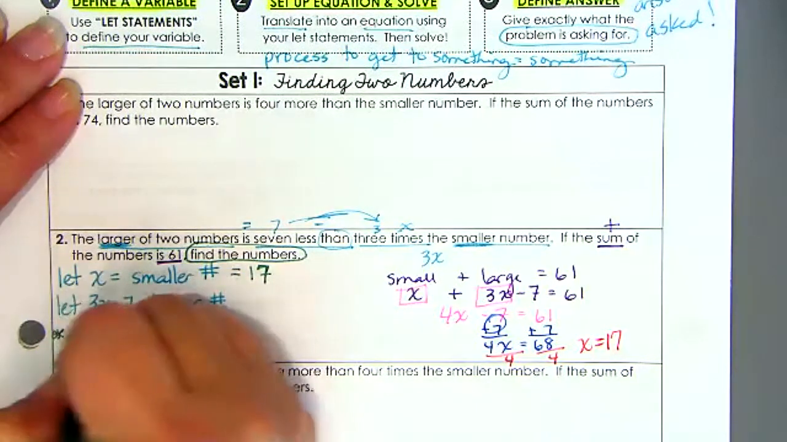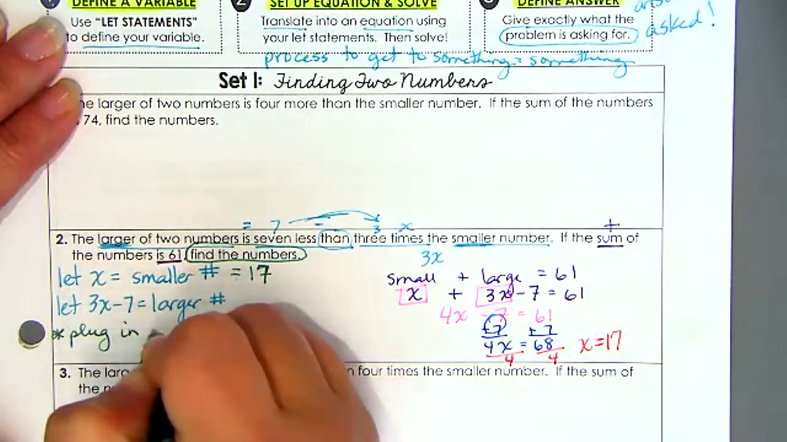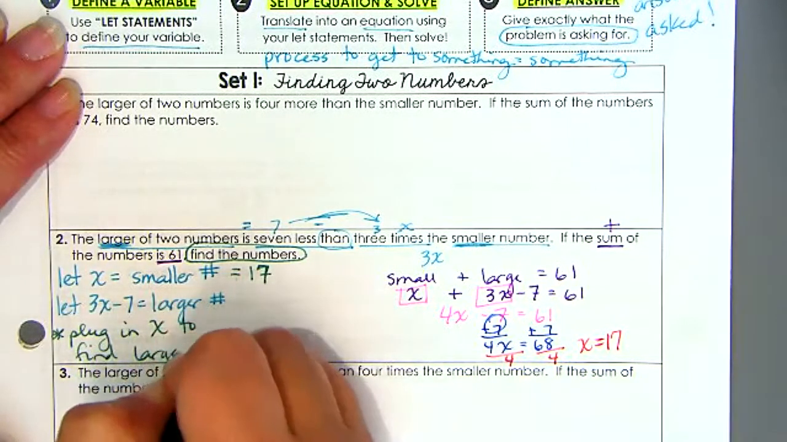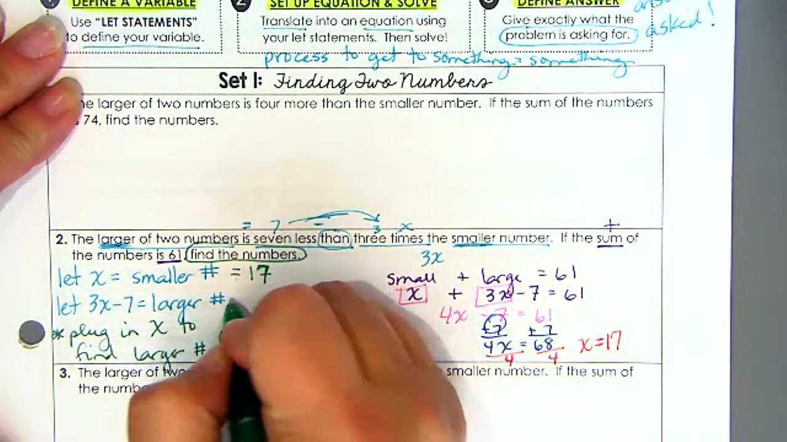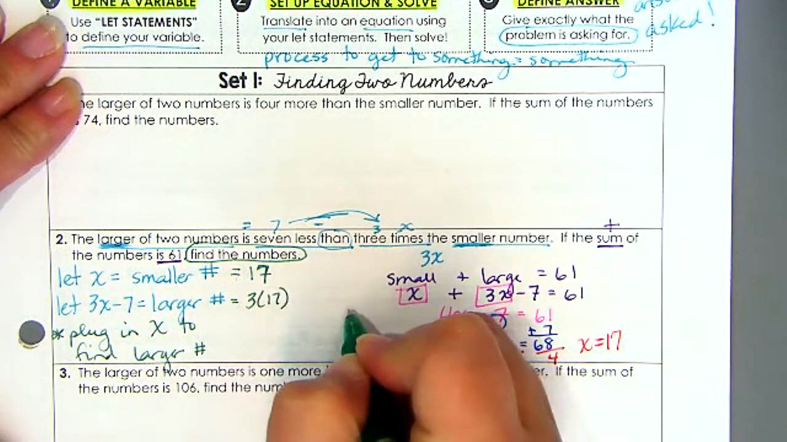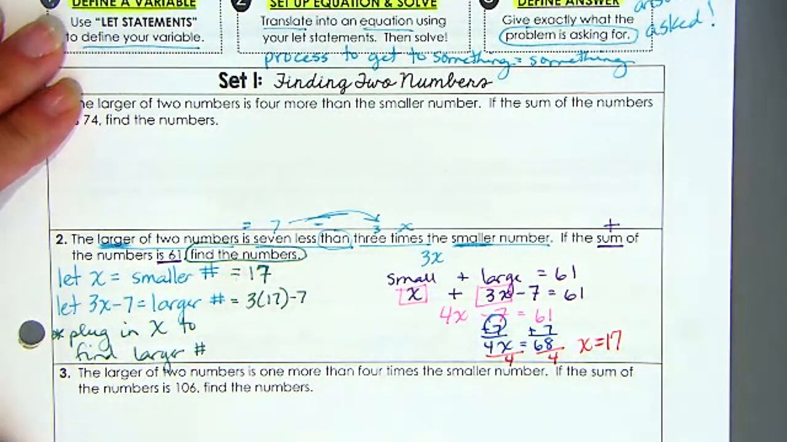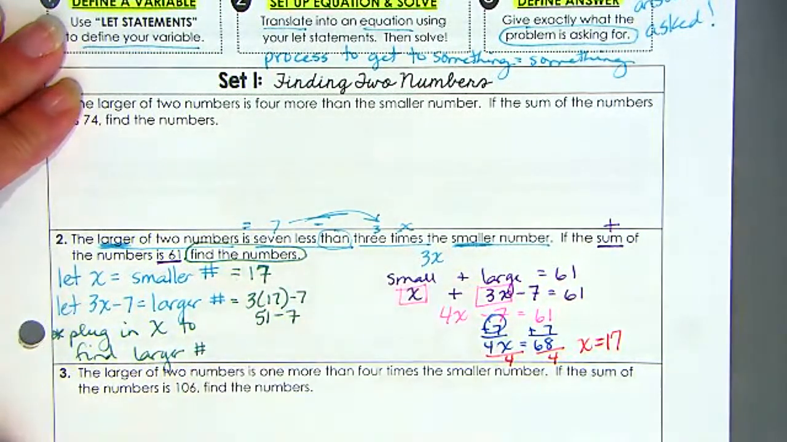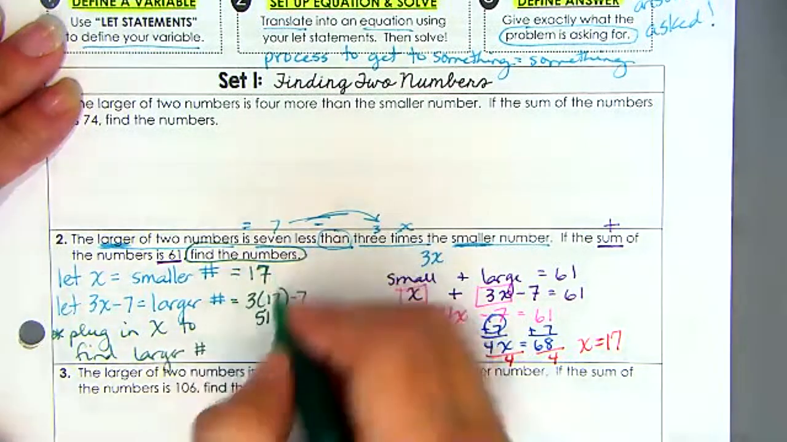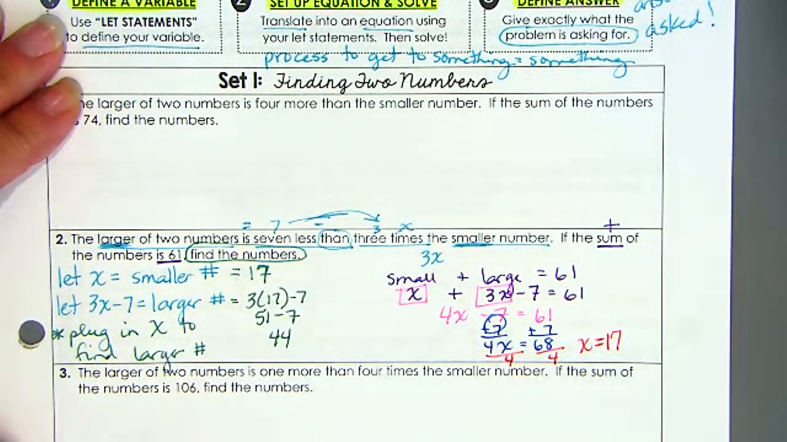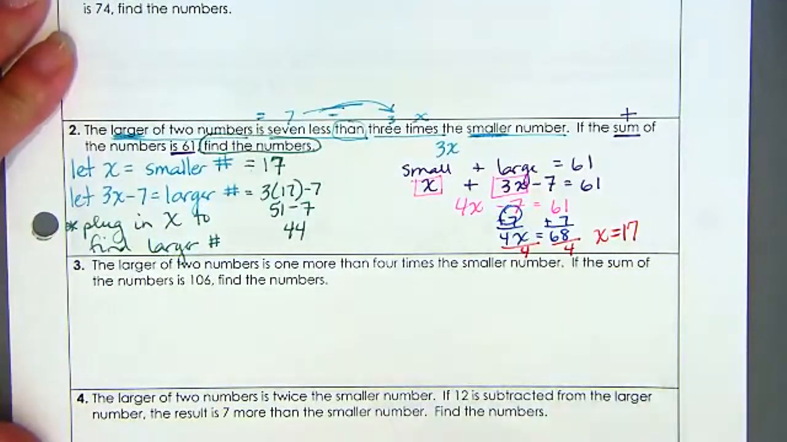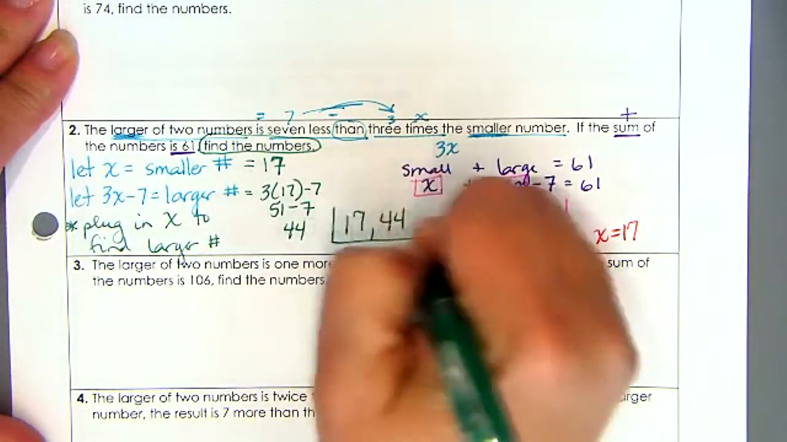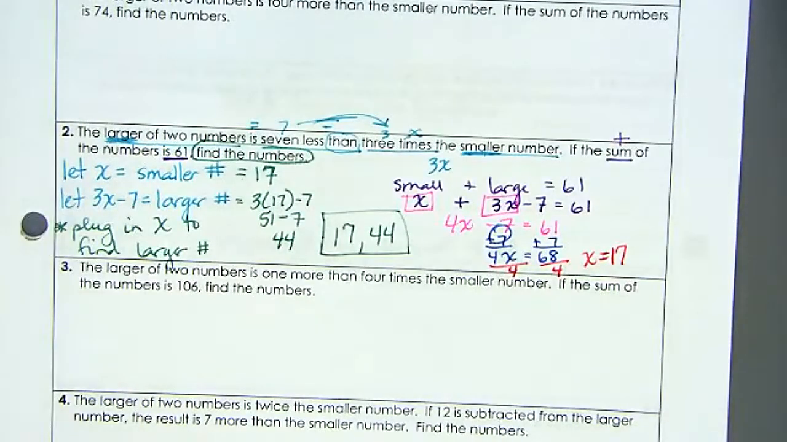So what I have to do here is plug in x to find the larger number. So I'm going to be doing 3 times 17 minus 7. 3 times 17 equals 51, minus 7, which gives me 44. So therefore, the two numbers for this problem are 17 and 44. This is your answer for this problem.